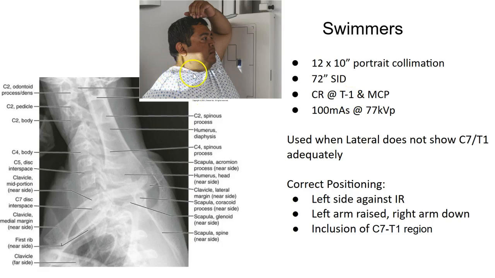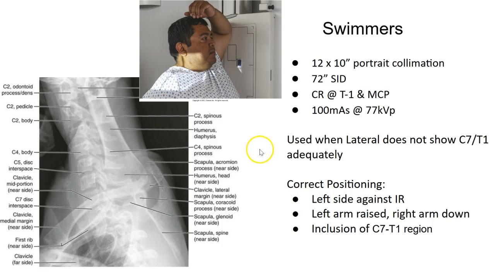So notice you can see the central ray right here. We're kind of skimming the shoulder. So the goal is to really penetrate through that thick upper shoulder region. A typical technique would be 100 at 77, but remember that's going to vary again depending on your patient and your equipment. So I want to reiterate, we don't do a swimmer's with every lateral C-spine. It's only if needed, okay?